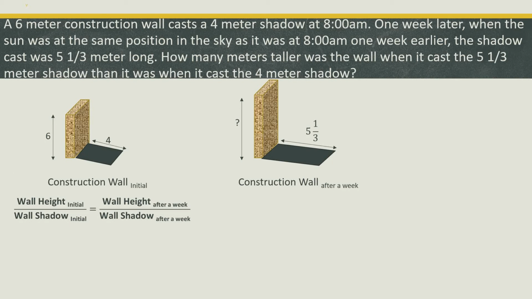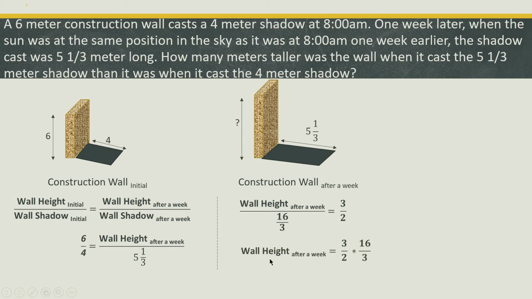Now substitute the values, with the only unknown being the wall height after a week. We know the initial wall is 6 meter and the initial shadow is 4 meter, and the shadow after a week is 5 1/3. So convert the 5 1/3, which is a mixed fraction, into a common fraction, which is 16/3, and 6/4 will become 3/2. Move the 16/3 to the other side. So it is going to be 3/2 times 16/3. The 3 gets cancelled out and 16/2 is 8. So the wall height after a week is 8 meters.